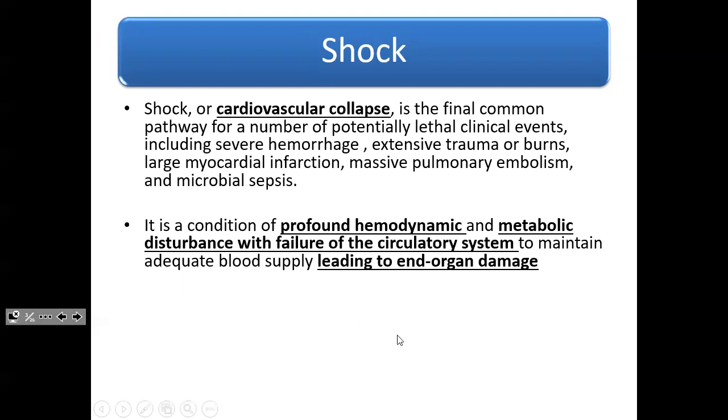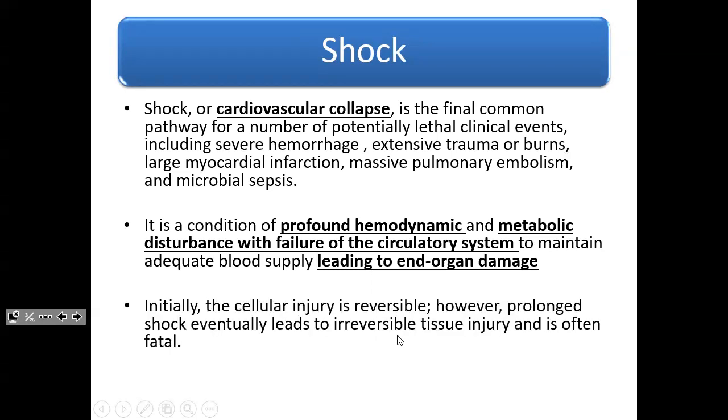And this is the key. The end organ damage is what leads to fatality and morbidity in patients who are suffering from different kinds of shock. And initially, when it's developed, you have already covered cellular injury with Dr. Ruban. This is reversible, but if it keeps on progressing and there is no treatment, it becomes irreversible. So that is the last stage, the irreversible stage.